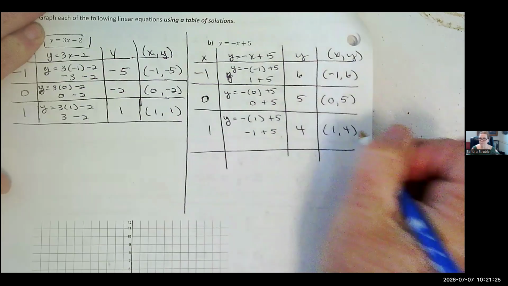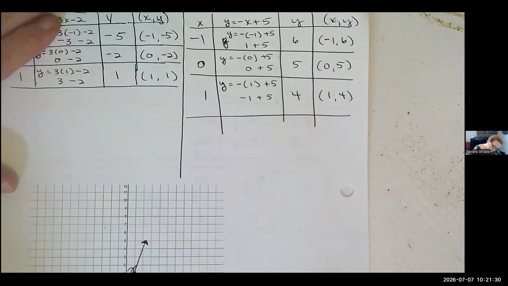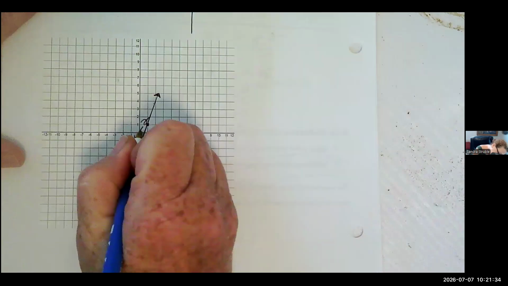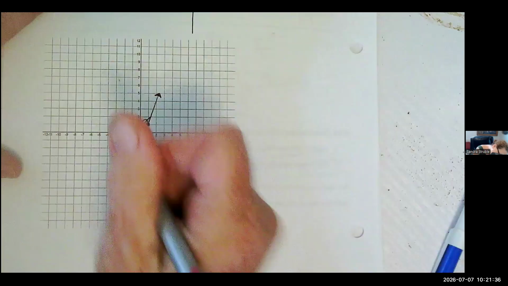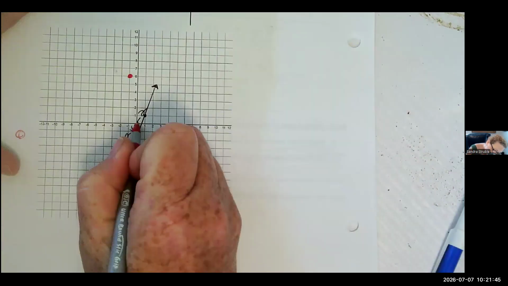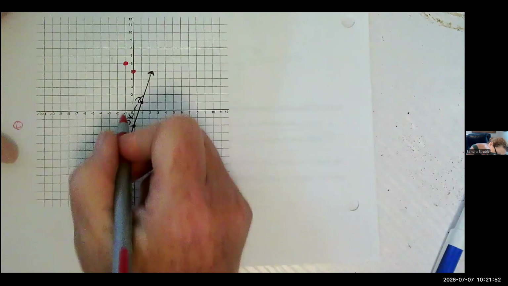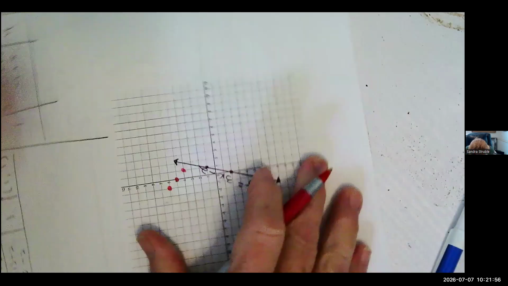All right, let's plot these points. -1, 6. So that's going to be left 1 and up 6. I'm going to use a different color. Left 1 and up 6. The next one is 0, 5. So it's not going left or right. It's just going to go up to 5. Place that point. And then 1, 4. They're going to go right 1 and up 4. Right 1, up 4.